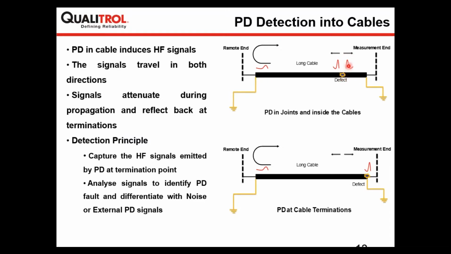The pulse which comes directly towards the measurement end, where you have the sensors and you are recording partial discharge, is called the main pulse. The pulse generated from the same defect side travels along the length of the power cable. It gets attenuated in its magnitude, and then it comes back towards the measurement end, and the time difference between the main and the reflected pulse will give you the location of partial discharge.